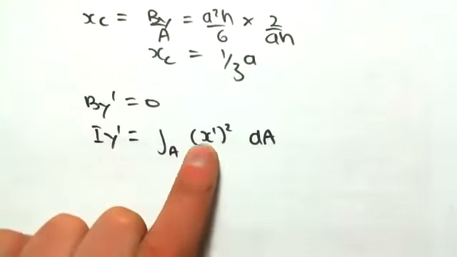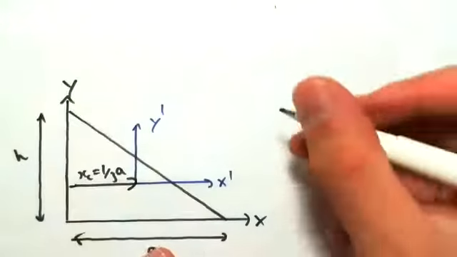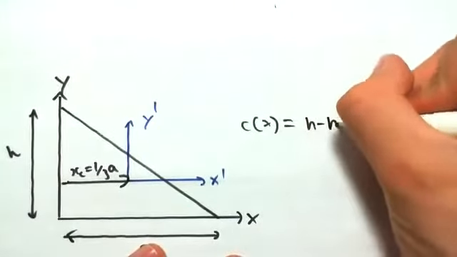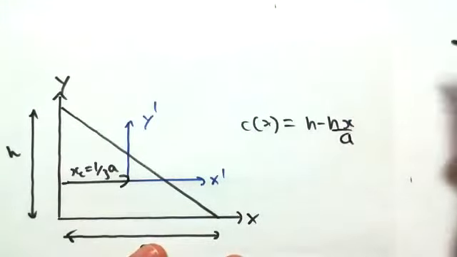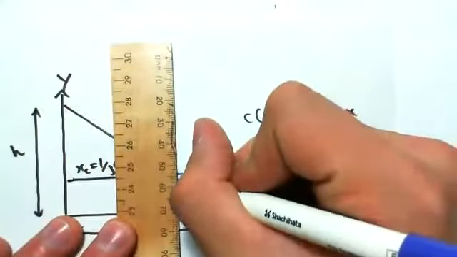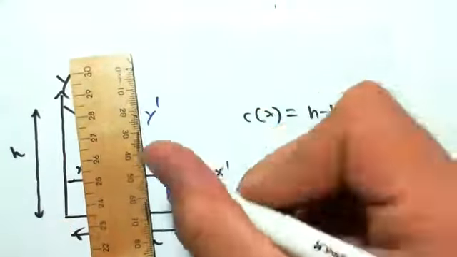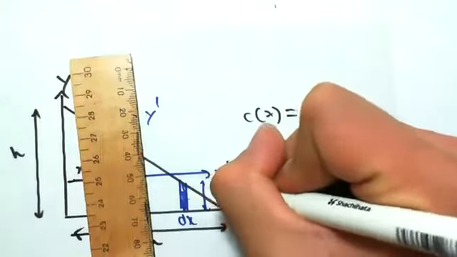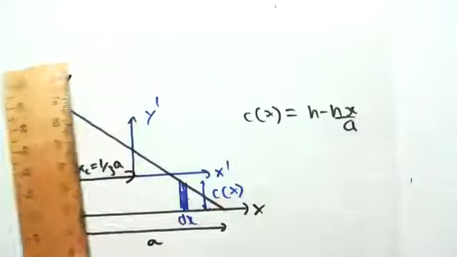So we now need to come up with a function for x dash. From the previous video, we know that cx equals h minus hx on a. So that was the function for a strip. So if we had a strip here, dx thick, the height of this is cx, which is the function there.